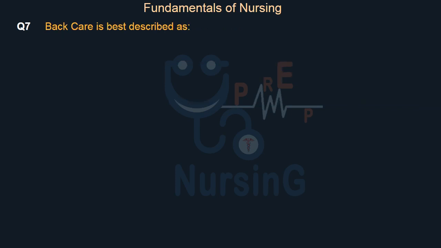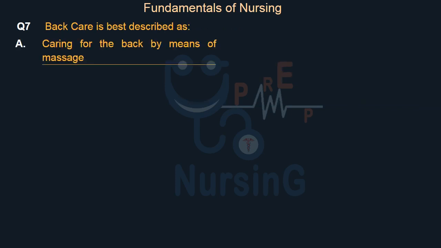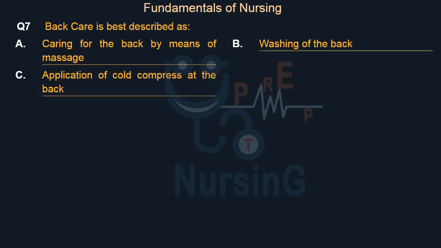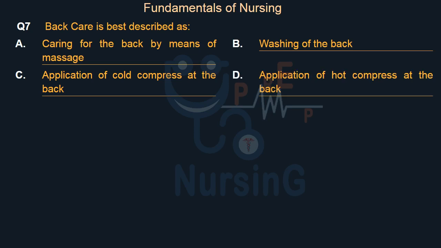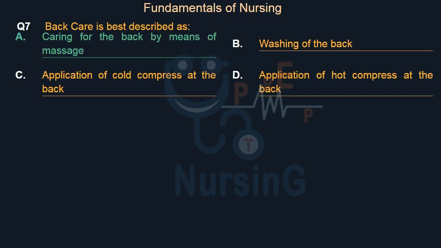Back care is best described as Option A. Caring for the back by means of massage. Option B. Washing of the back. Option C. Application of cold compress at the back. Option D. Application of hot compress at the back. Right answer is Option A.